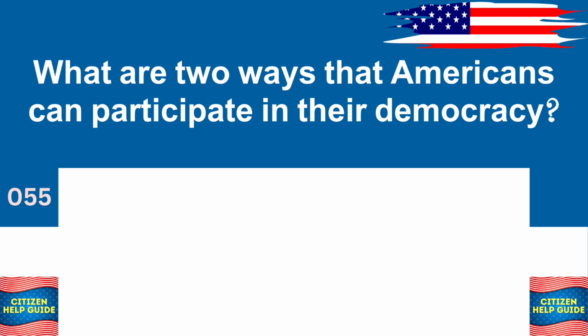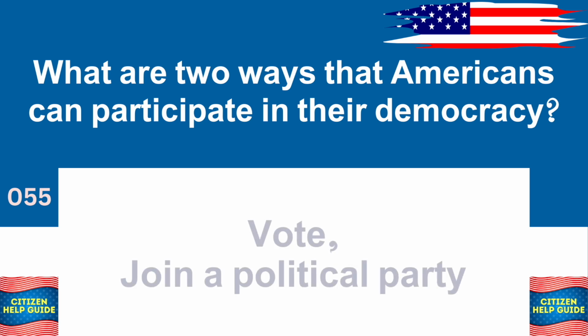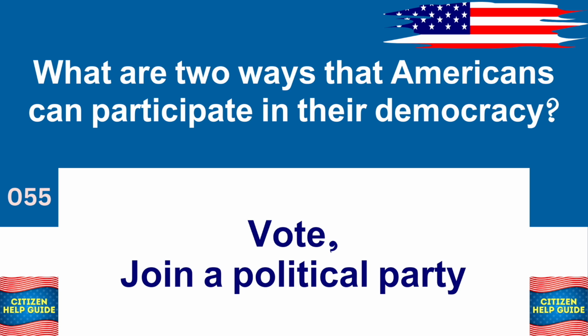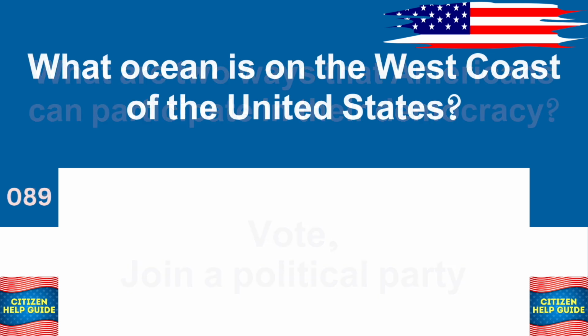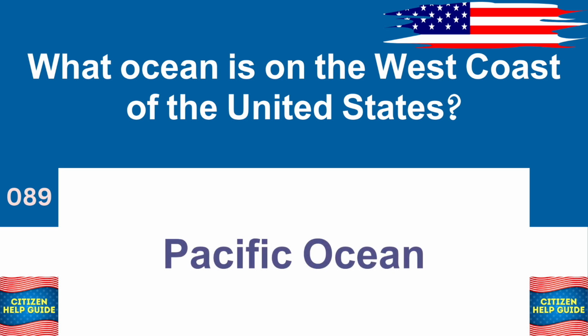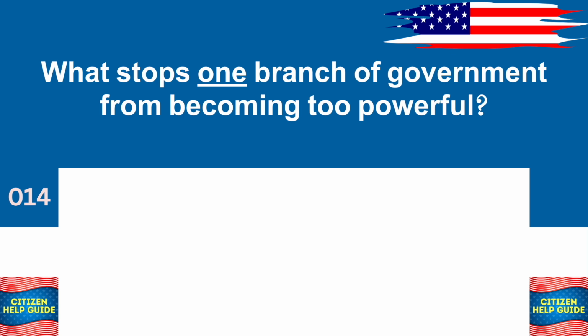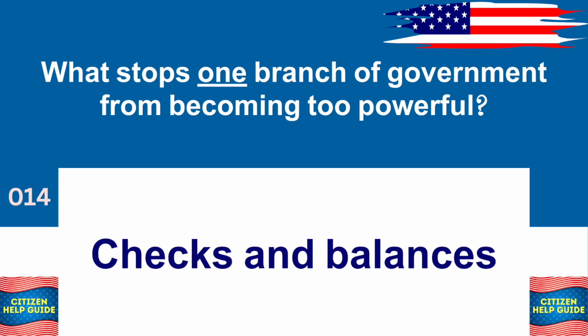What are two ways that Americans can participate in their democracy? Vote. Join a political party. What ocean is on the west coast of the United States? Pacific Ocean. What stops one branch of government from becoming too powerful? Checks and balances.